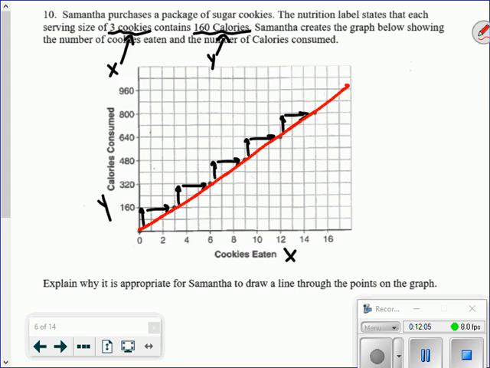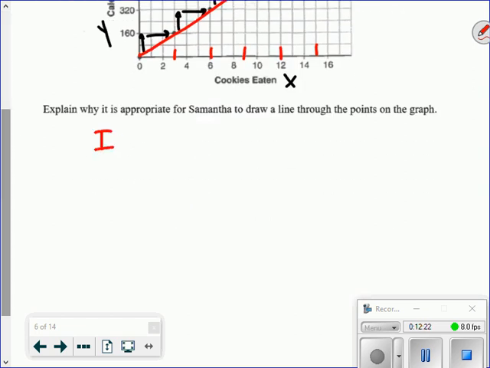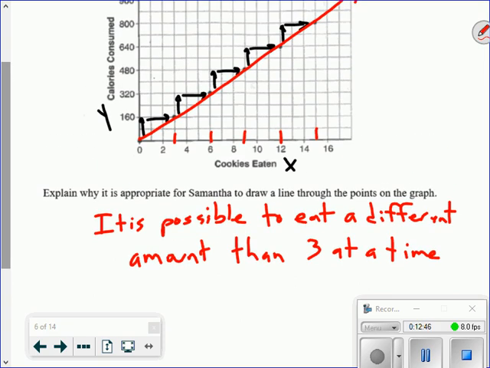So if I drew this line, now I'm including values instead of just 3, 6, 9, 12, 15, etc. Now I'm including in between it. So it's possible to not just eat cookies in chunks of 3. So it is possible to eat a different amount than 3 at a time. Okay, and whichever one you had, let's say you had 5 cookies, then you could come up and try and figure out how many calories you would be burning, or you would be eating. Then you'd have to burn them, I guess.